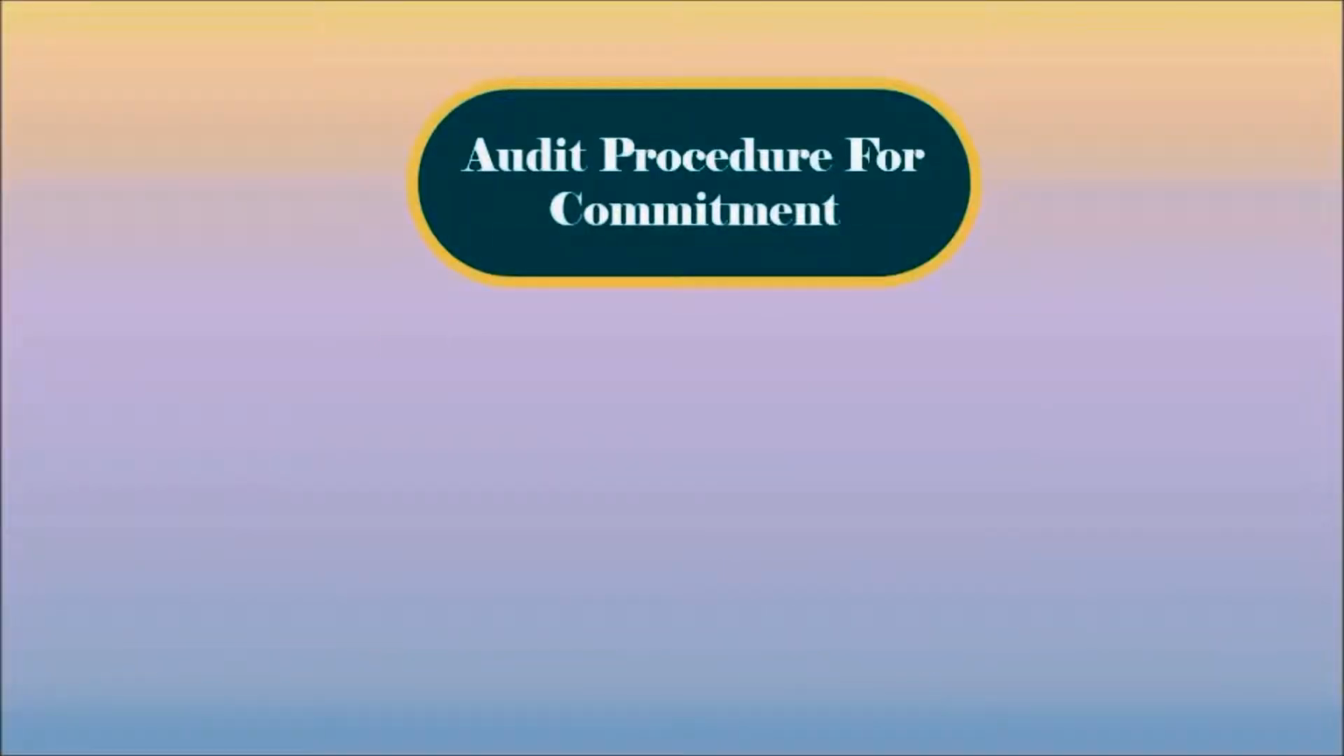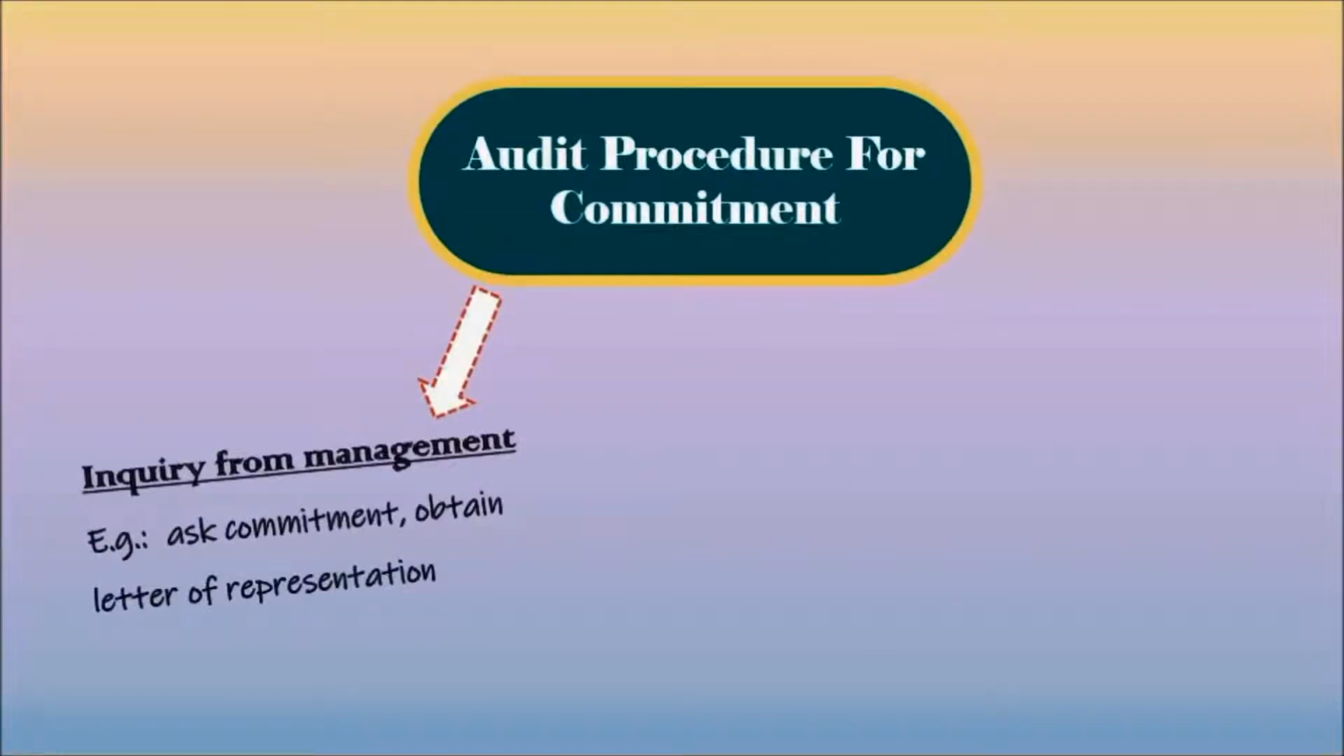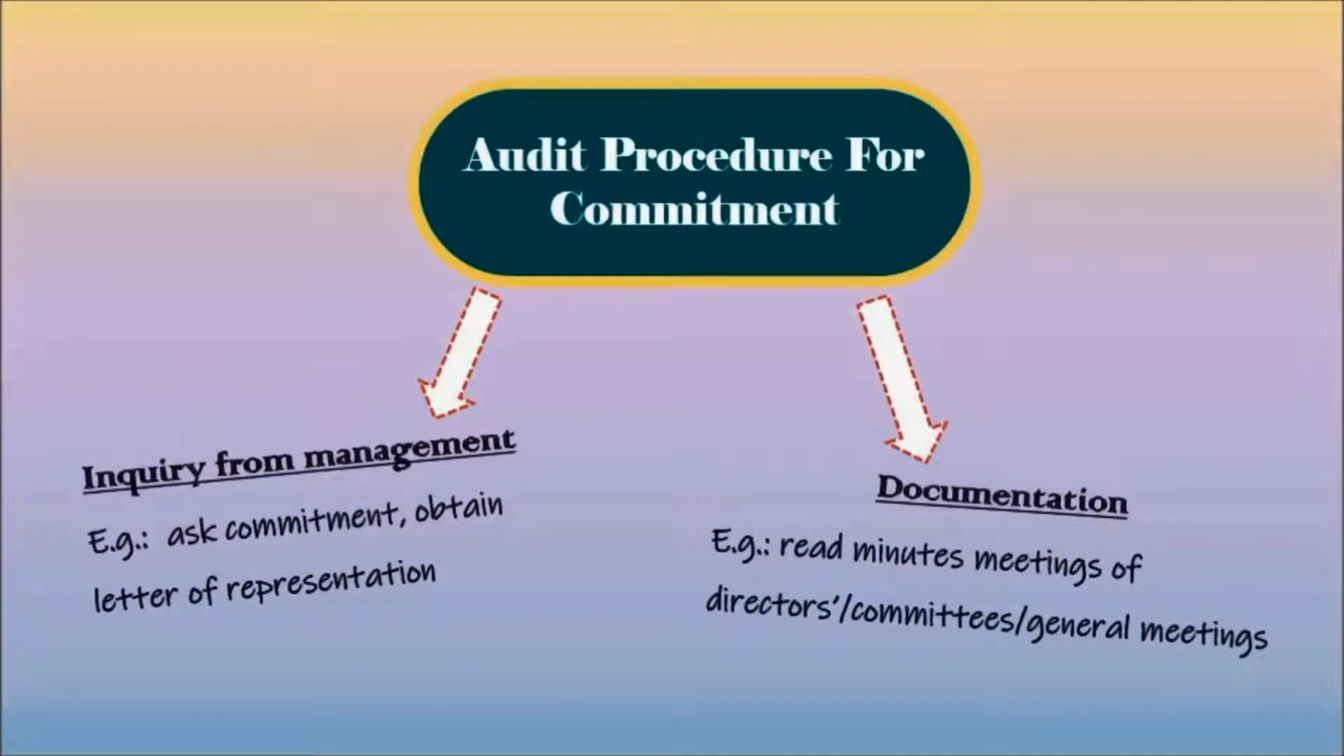As for audit procedures for commitment, first, inquiry from management. For example, the auditor may ask the company about their commitments and obtain a letter of representation. And the second one is documentation. For example, the auditor needs to read minutes of meetings of directors, committees, and general meetings.